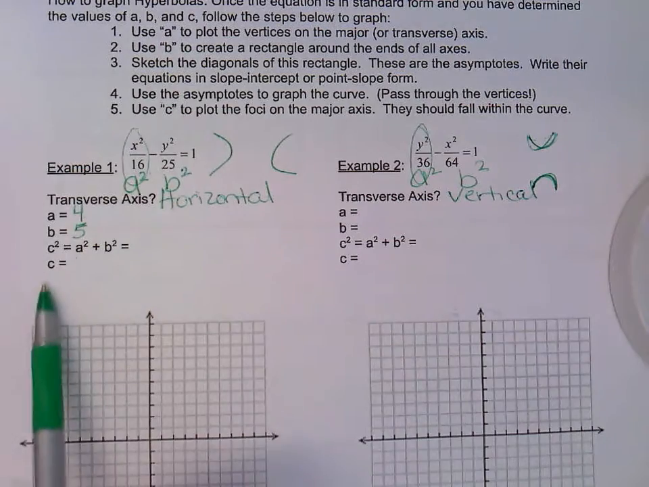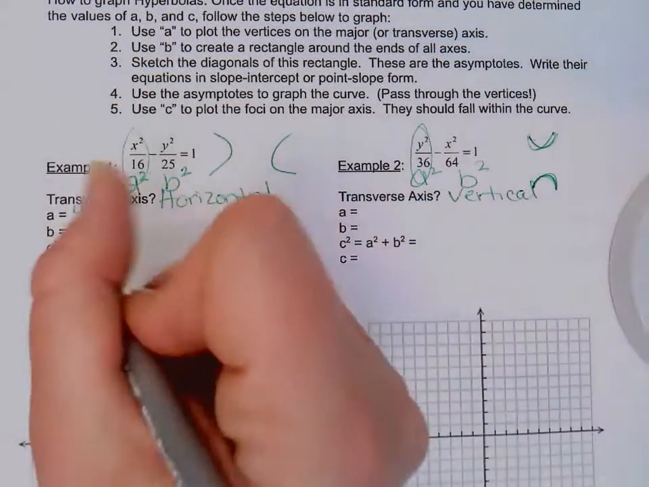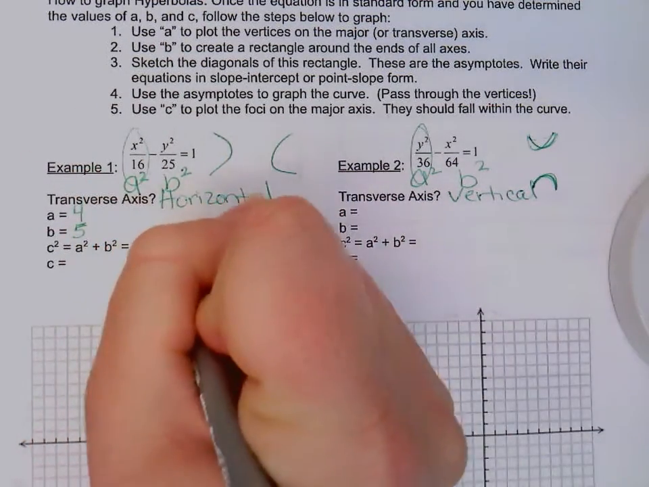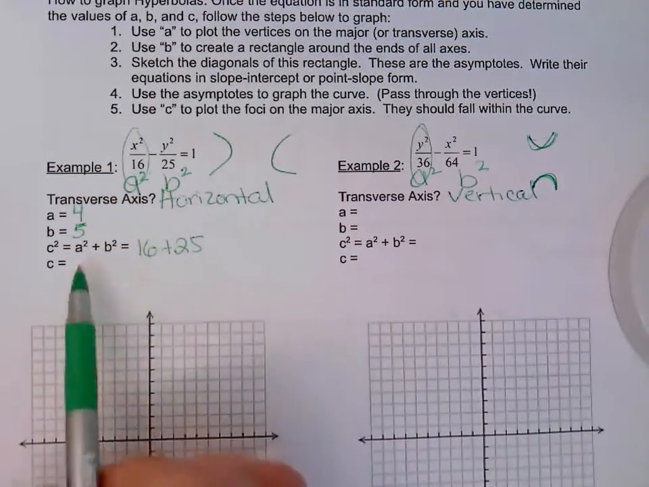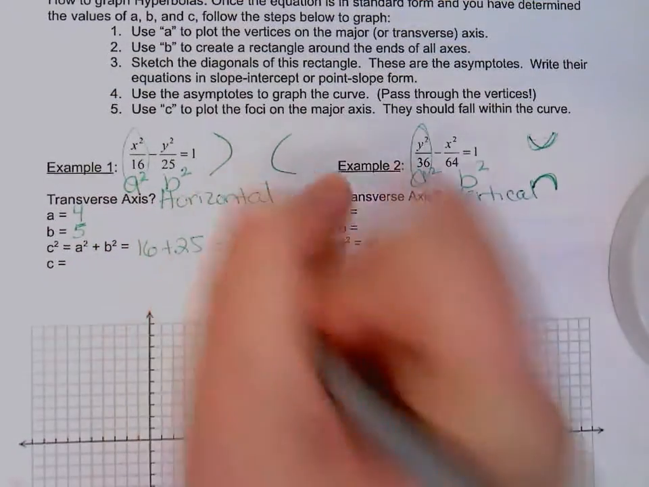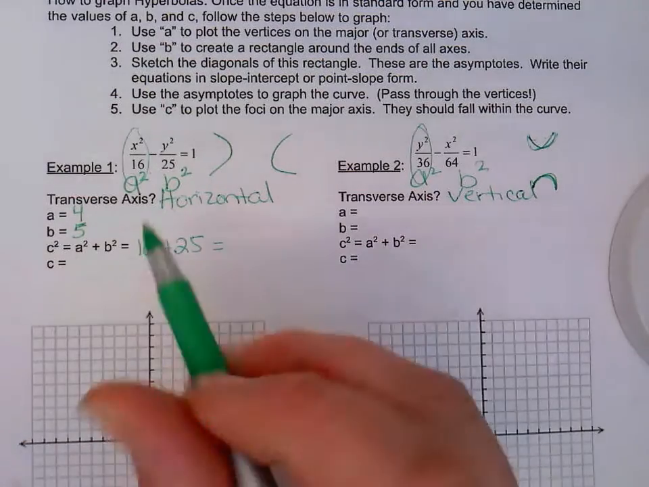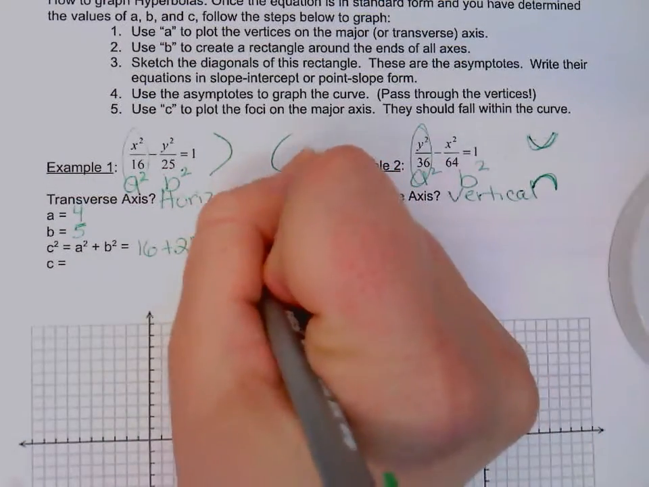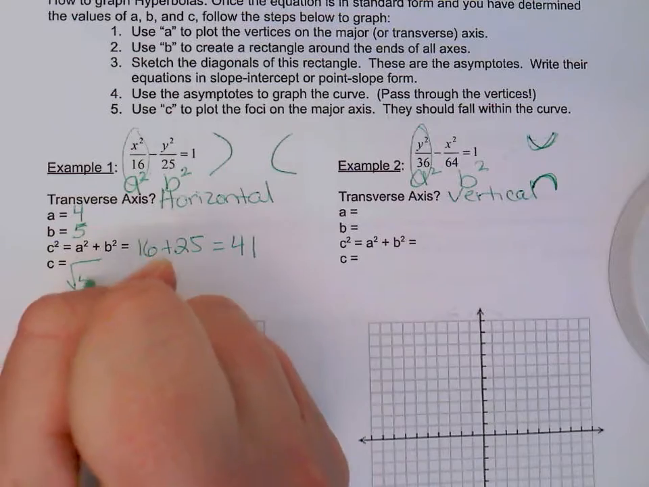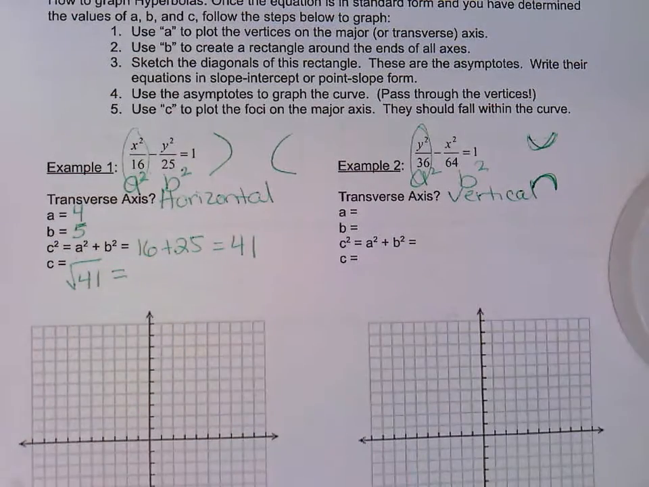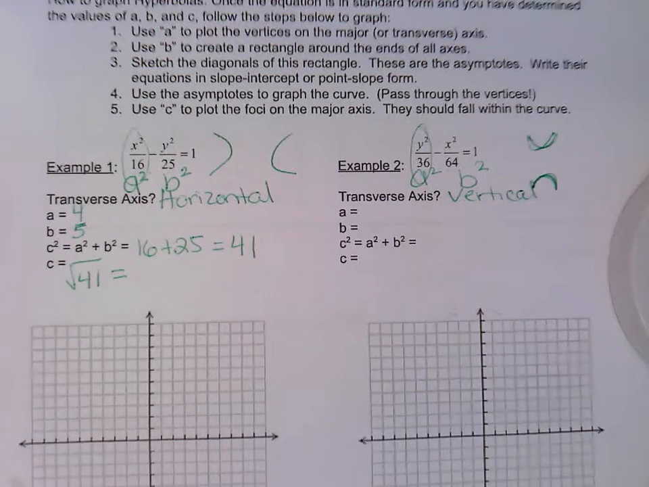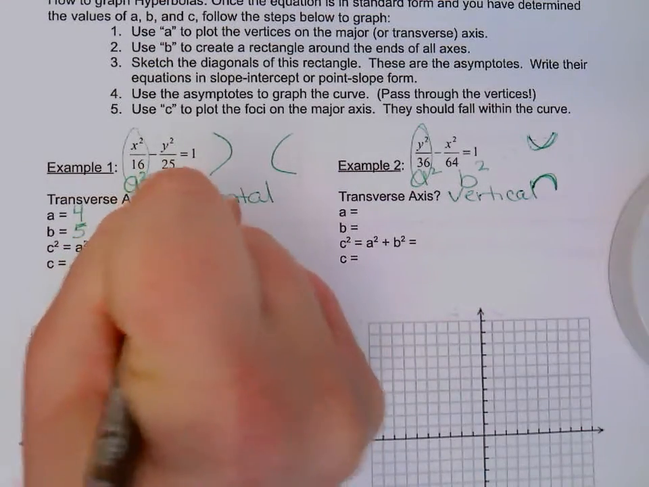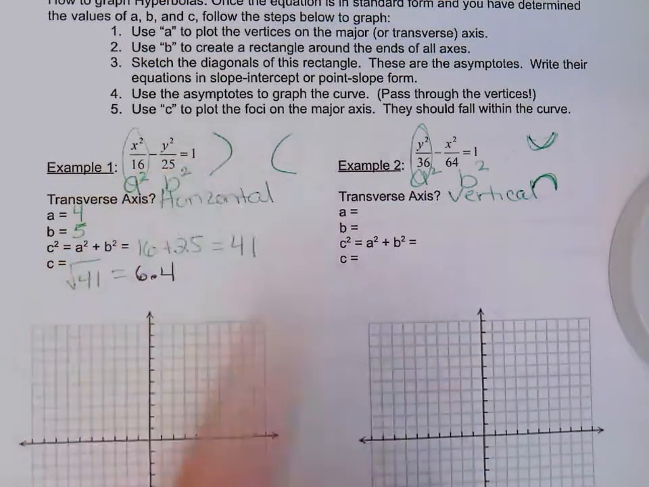So you have to calculate C. We're going to plug in 16 plus 25 for A squared and B squared. So that comes out to what? 41. So C by itself is the square root of 41. Okay. And the square root of 41, just so I know what it is, is 6 point something, 6.4. So when we're graphing our hyperbola, I'm going to show you what 6.4 is going to tell us.